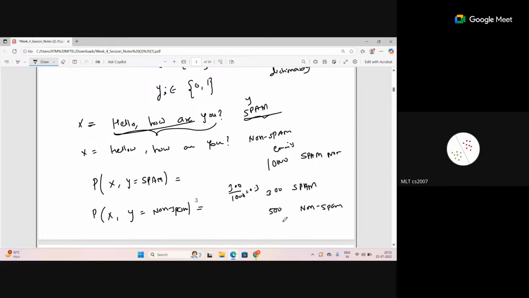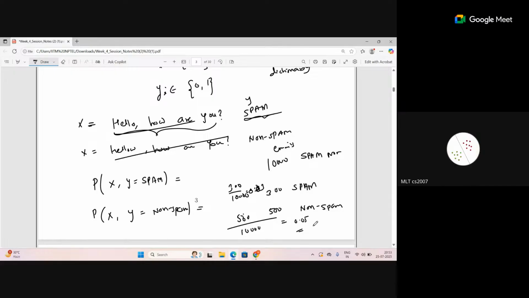And what is the probability that this sentence occurred in a non-spam email? It is 500 divided by 10,000, so that is equal to 0.05. That's how we will calculate it, right?